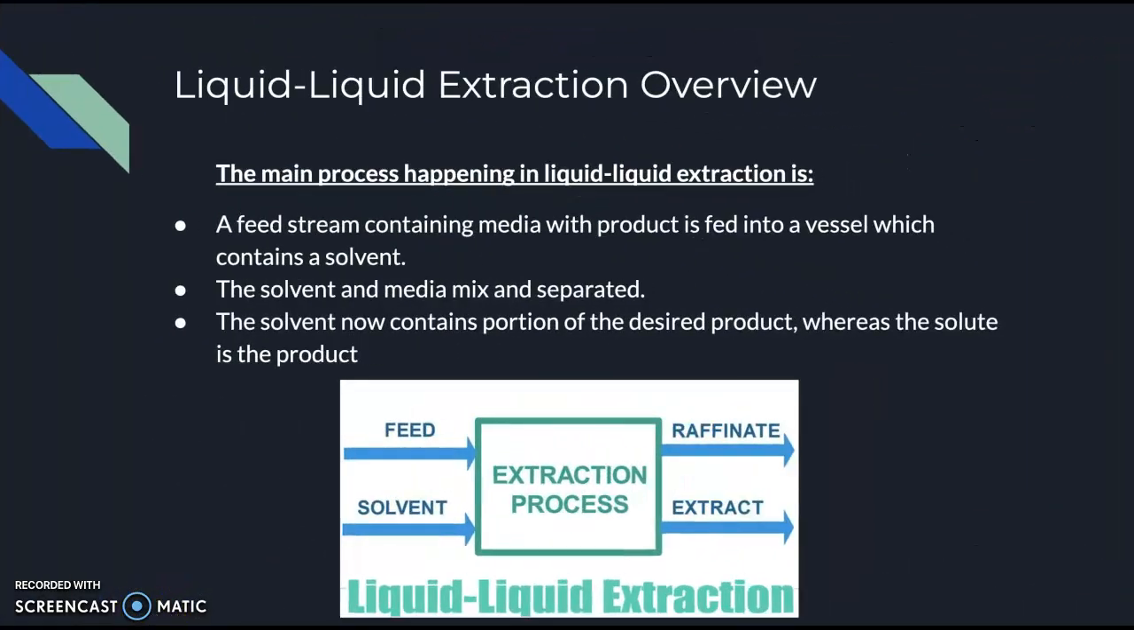So, the overall main process of what's happening in liquid-liquid extraction is we have a feed stream containing media, and then we have a solvent that are mixed, and we want them to separate. The compound we want is the solute, that's our product. Whereas the solvent can contain some portion of the desired product, but depending on how much we want to separate it, it's either going to be a smaller amount or a larger amount, depending on how many units we have.